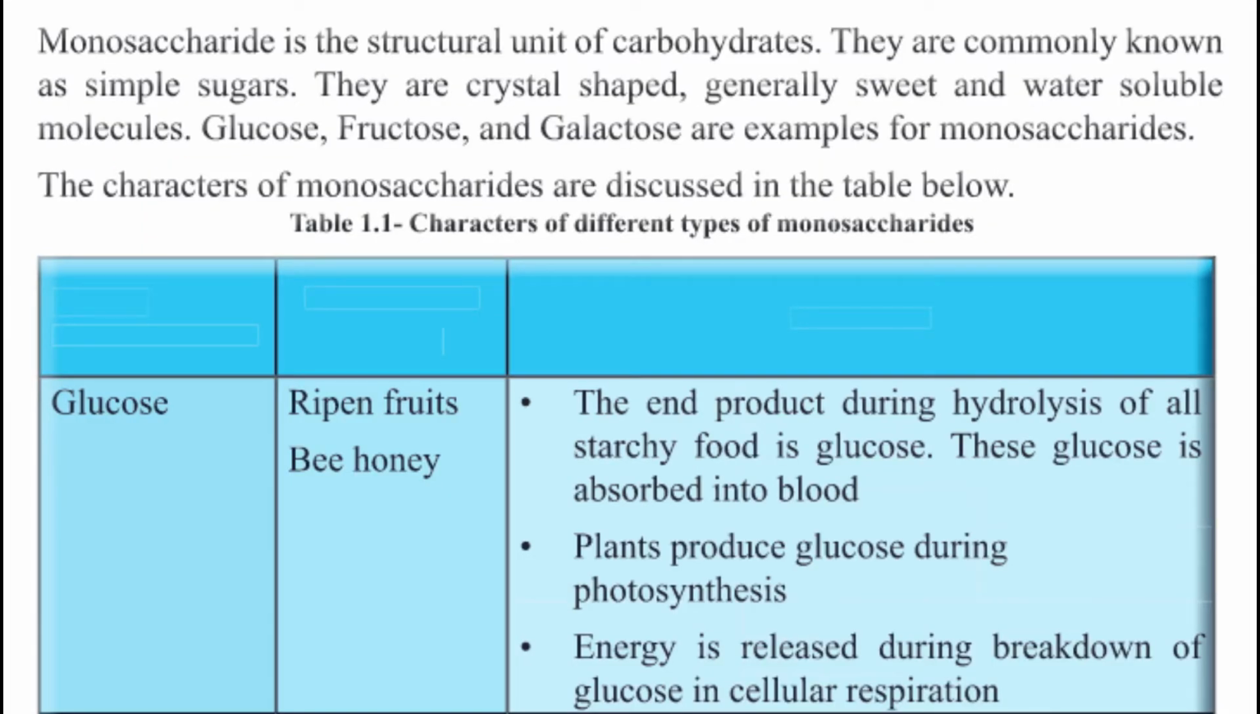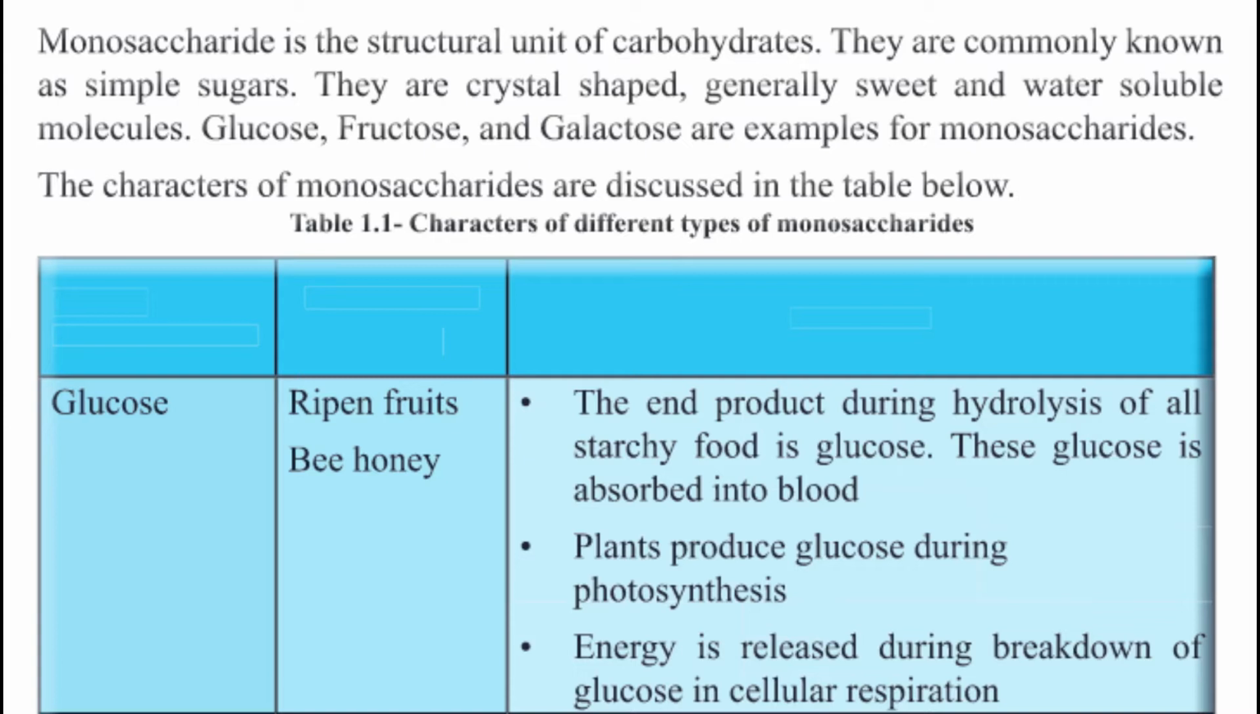Monosaccharide is a structural unit of carbohydrates. They are commonly known as simple sugars. They are crystal shaped, generally sweet and water soluble molecules. Glucose, fructose, and galactose are examples of monosaccharides. The characters of monosaccharides are discussed in the table below. Table 1.1: Characters of different types of monosaccharides.